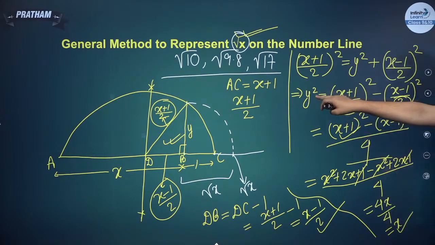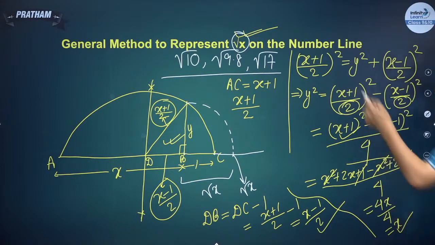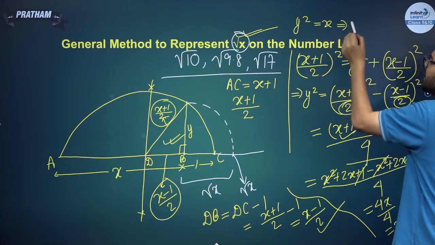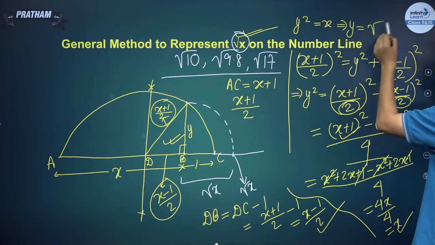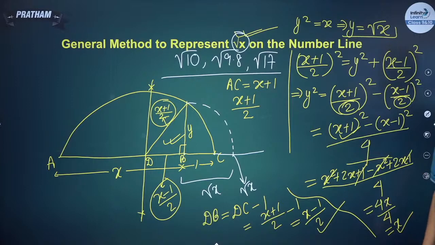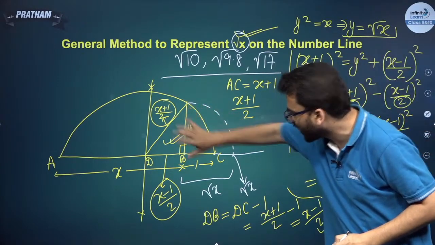So you will get y square is equal to x. What does it mean? That y will be square root of x, or not. We are neglecting the negative value. y is equal to square root of x. That is the proof. We needed to prove that this thing is equal to square root of x.